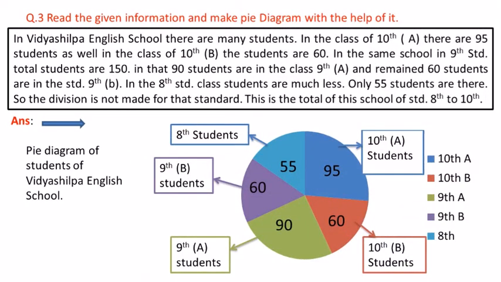Pie diagram. This is the most important part for your exam. See the question. Read the given information and make a pie diagram with the help of it. आपको पैराग्राफ रीड करना है और उस पैराग्राफ के डिपेंडेंट आपको पाई डायग्राम बनाना है. पहले पैराग्राफ रीड करेंगे, उसके बाद पाई डायग्राम.